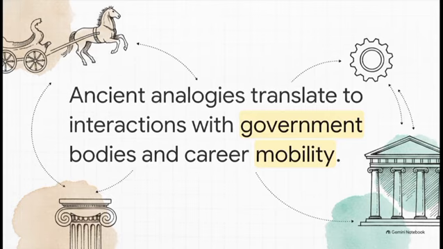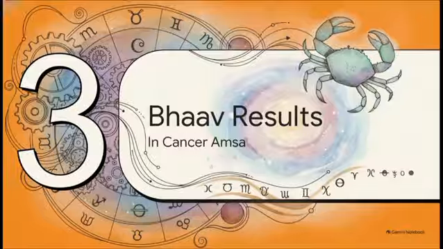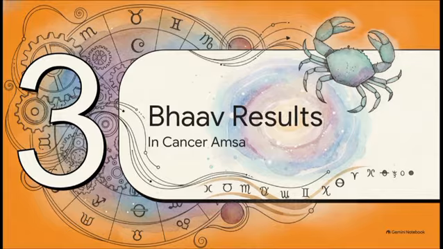We can easily adapt these ancient analogies to modern life. Where the verse indicates favor or danger from a king, modern practitioners translate this to significant interactions with government bodies, legal authorities, or even high-level corporate dynamics. And a chariot? That naturally evolves into the acquisition of modern vehicles, or perhaps experiencing swift career mobility. Let's transition into Section 3 and look closely at the specific bhava results activated during the Cancer Amsa.